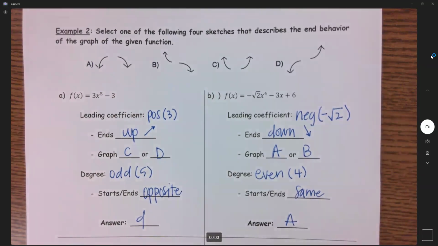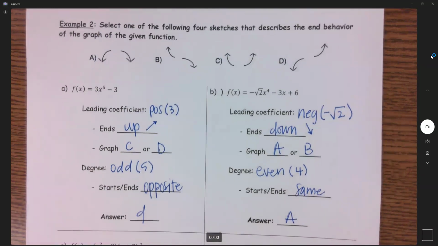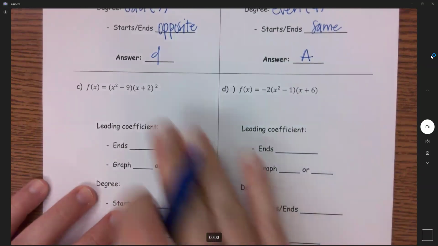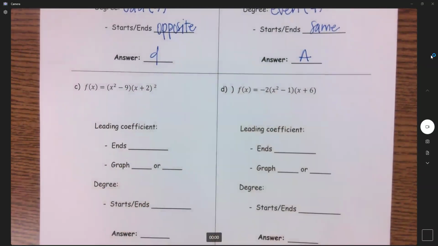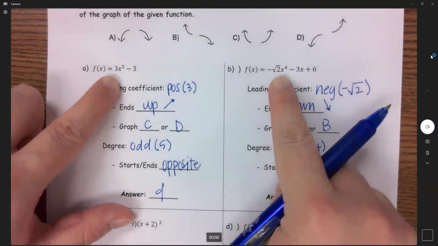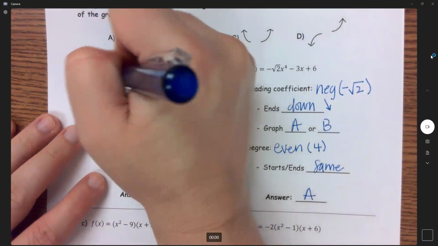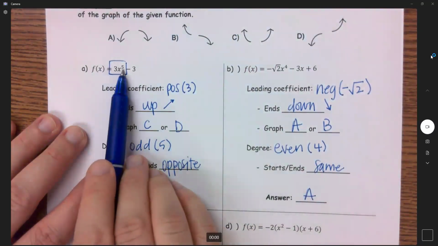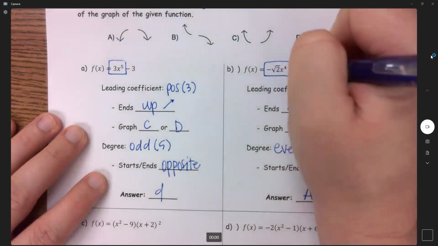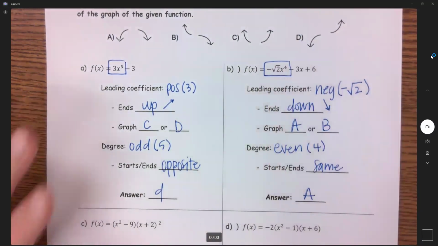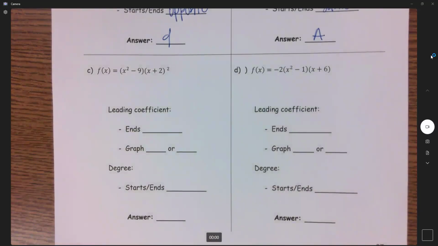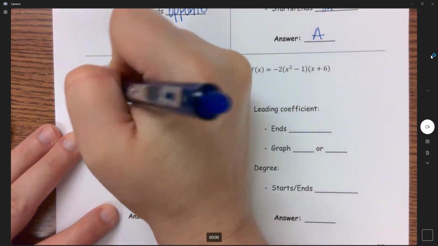So please pause the video and see if you can try C and D. But C is a little bit different because these 2, C and D, are in factored form. So we still need basically that first term here, and that's all I really need, because that tells me my leading coefficient and my degree. So what we need to do is just simply determine what that leading term is.